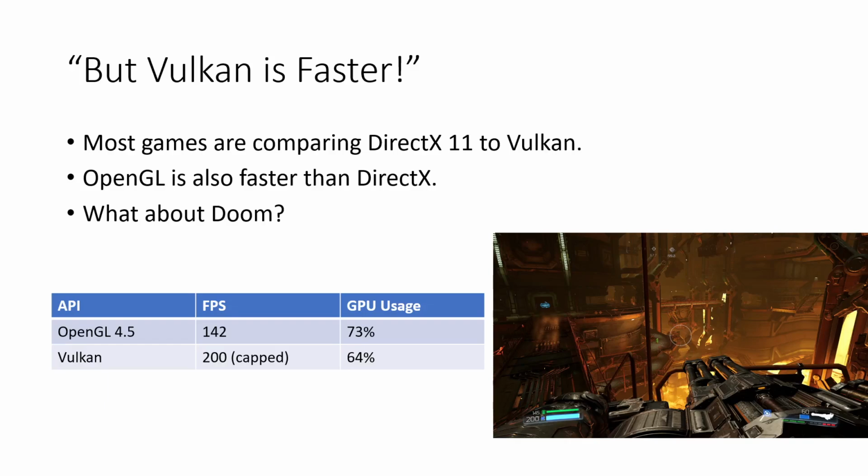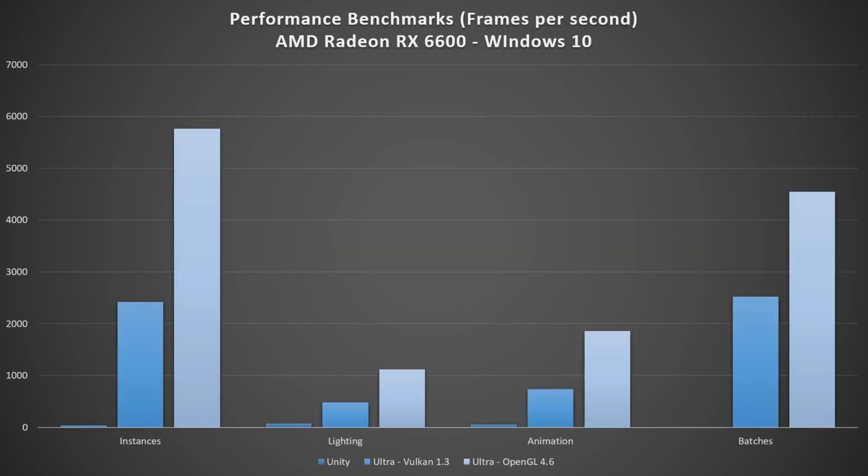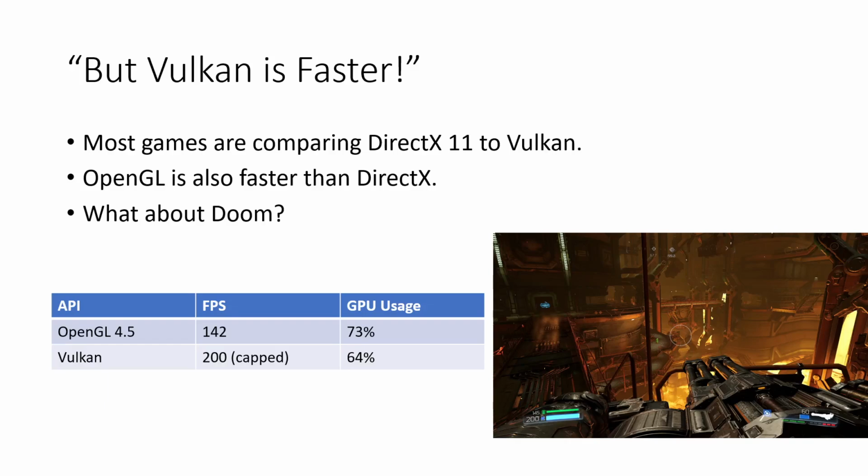But everybody says Vulkan is faster. Well, no, it's not. Sometimes it is. Well, first of all, most games are going from DirectX 11 to Vulkan. OpenGL has always been faster than DirectX. Everybody knows that. DirectX has a lot of overhead for the draw calls. OpenGL does not. That's one of the reasons I like it.